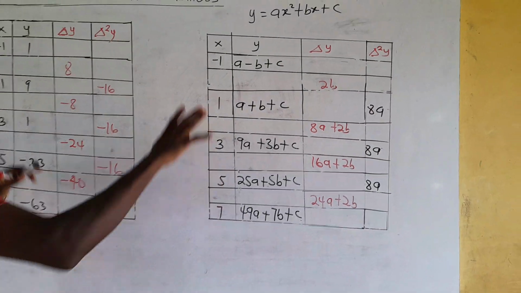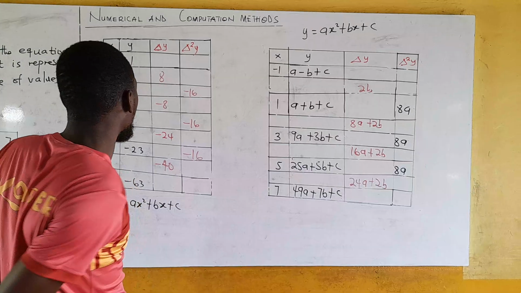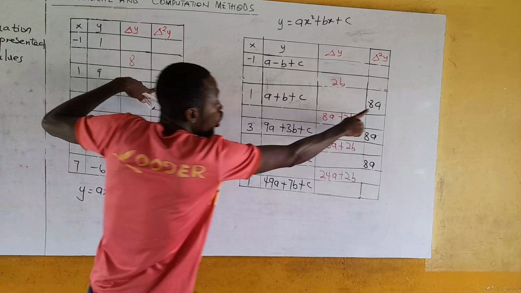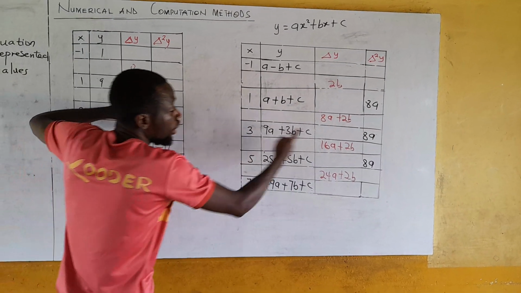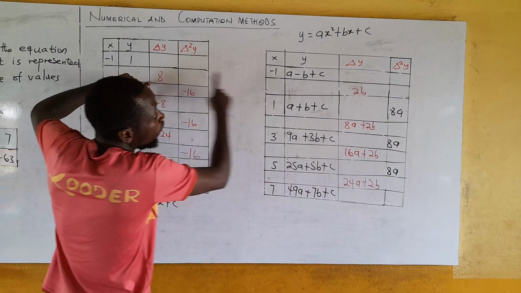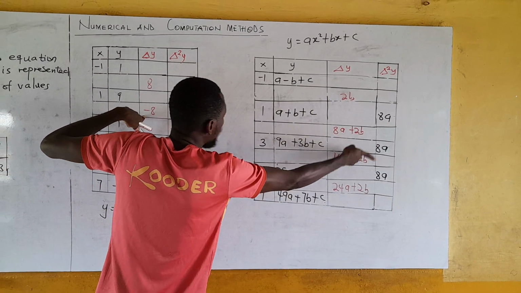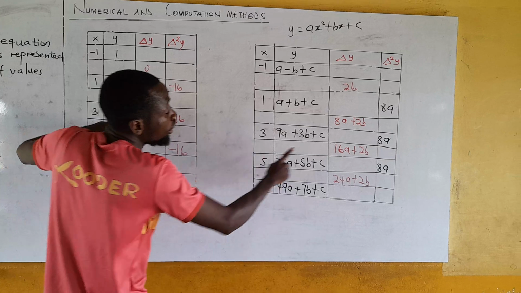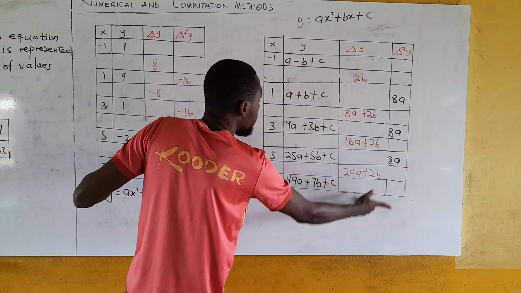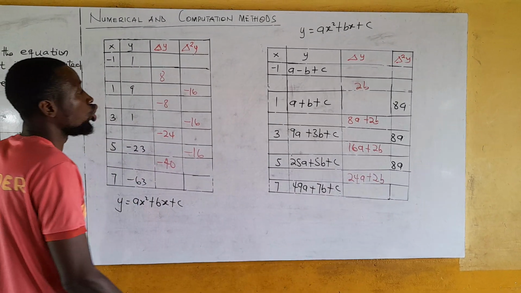Having formed our second difference table, we are just going to equate. This means that negative 16 is equal to 8a, negative 16 is equal to 8a, negative 16 is equal to 8a. This 8 here is equal to 2b. Then this negative 8 is equal to 8a plus 2b. This negative 24 is equal to 16a plus 2b. And negative 40 is equal to 24a plus 2b. You can pick any of them. You equate, you find their corresponding values.